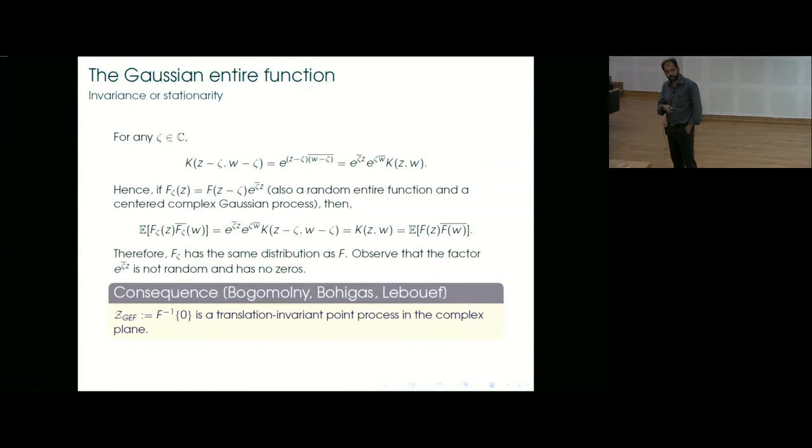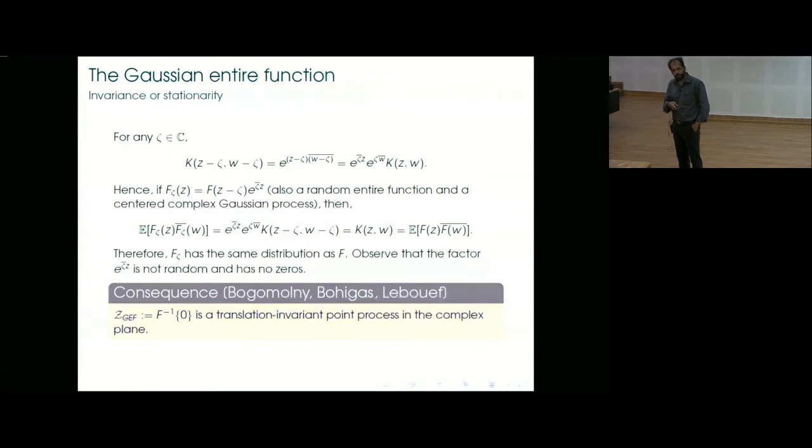So that's the main reason why you study it. You can study any power series with Gaussian coefficients, but this is particularly nice because of this reason. Okay, so please stop me if I'm not clear, or if I can explain.